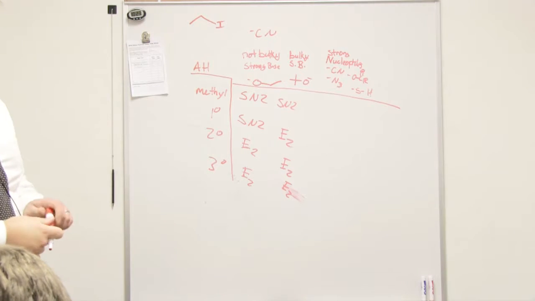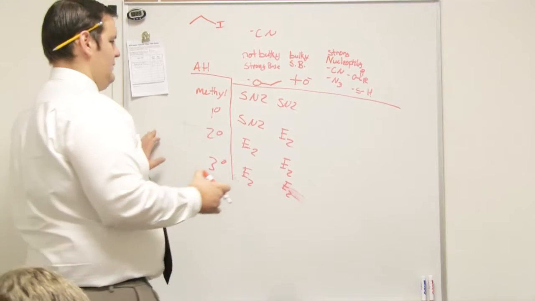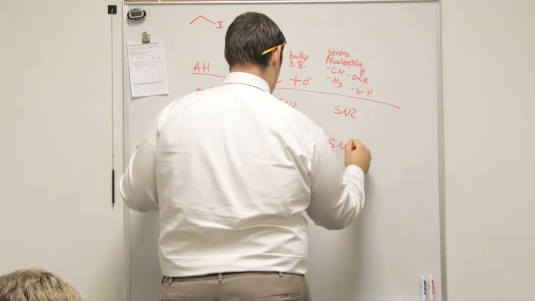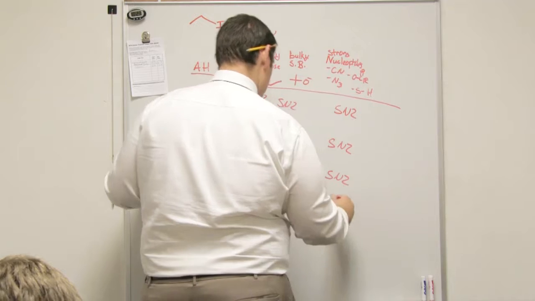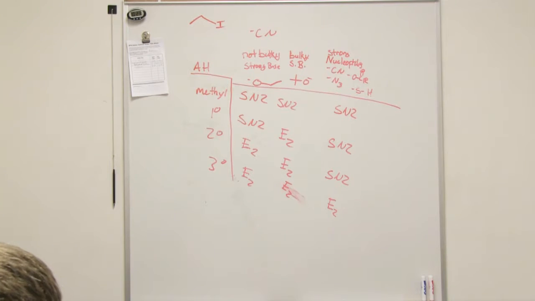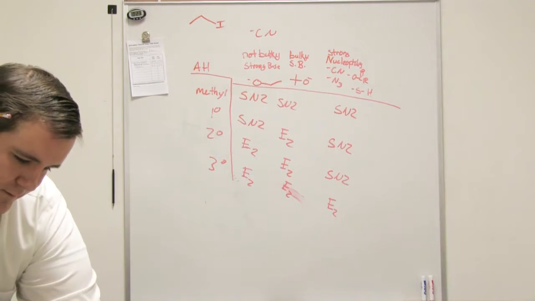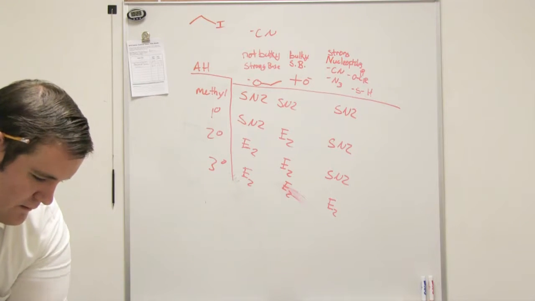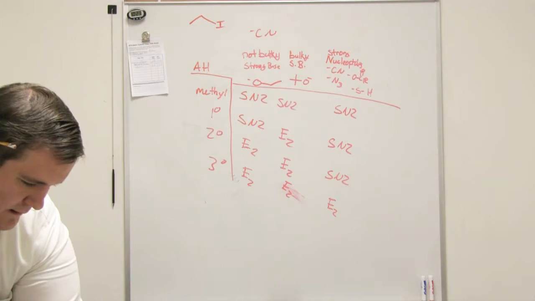What are their trends going to be? All of them have a negative charge on them. They're SN2 for all of them, except for the tertiaries, which might be E2, I think. Just see your book. Yeah, but I want to make sure.